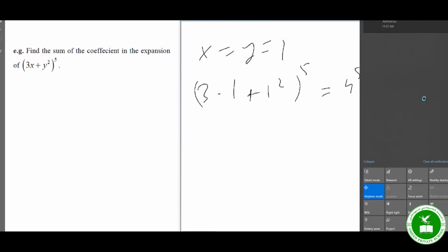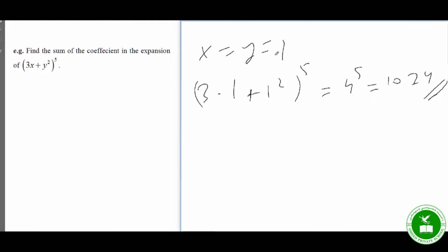In this example, the question asks us to find the sum of the coefficients of this binomial expansion, (3x plus y squared) completely to the power of 5. For finding the sum of the coefficients, we said that we substitute 1 for the variables x and y. So let's substitute 1 for x and y to find the sum of the coefficients. It means x and y both of them are equal to 1. So 3 times 1 plus 1 squared completely to the power of 5, and it's equal to 3 times 1, 3, plus 1 squared, 1. So 3 plus 1 is 4 completely to the power of 5, and it's equal to 1024. So what's the sum of the coefficients of this binomial expansion? It's 1024.